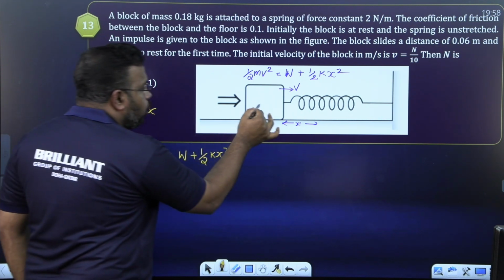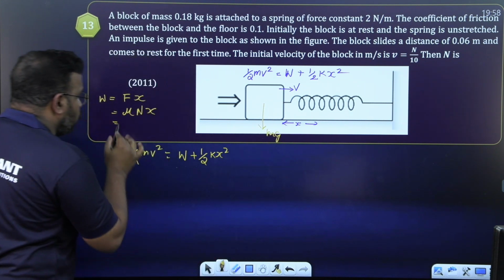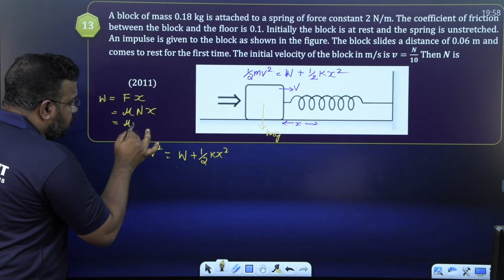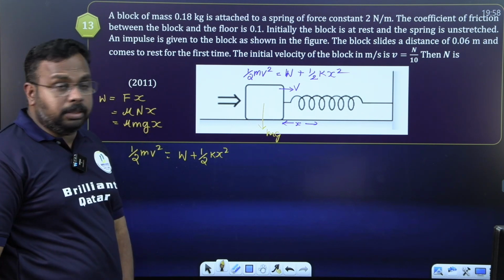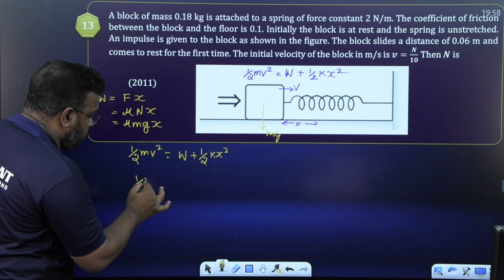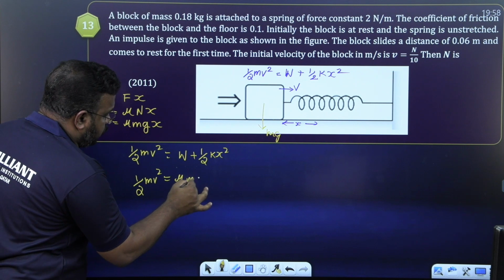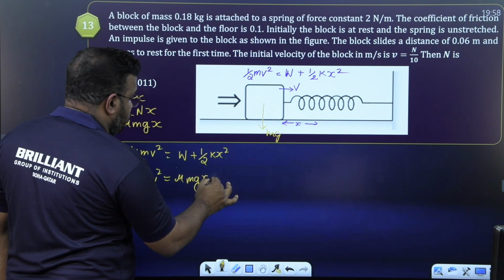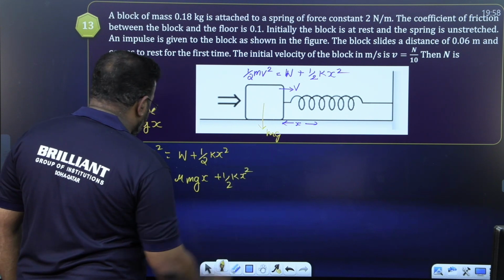What is N here? It's a horizontal surface. No other forces acting. Only weight of the body is acting down. So normal reaction will be mg only. So look at this result. Work done is equal to mu into mgx. Now you can substitute here: half mv square is equal to mu into mgx plus half kx square. You can substitute the values.